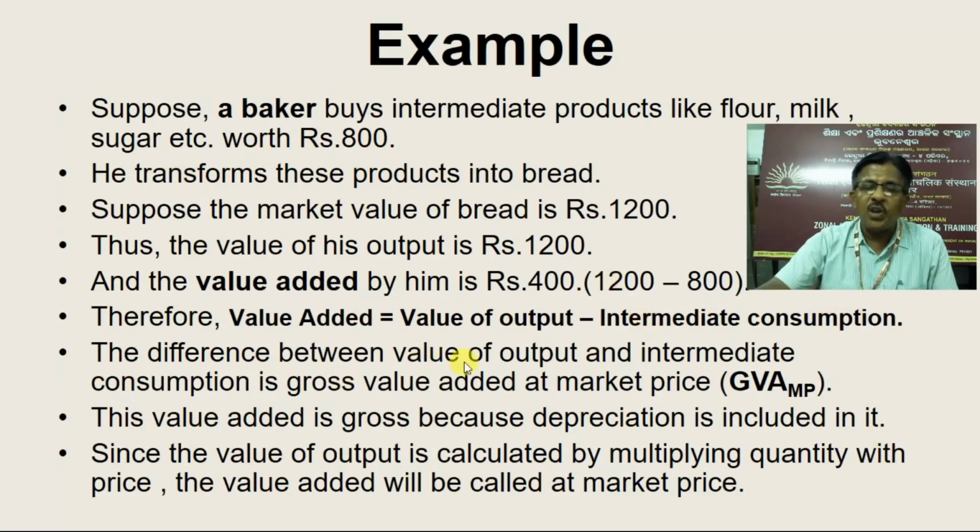The difference between value of output and intermediate consumption is gross value added at market price, GVAMP. This value added is gross because depreciation is included in it.